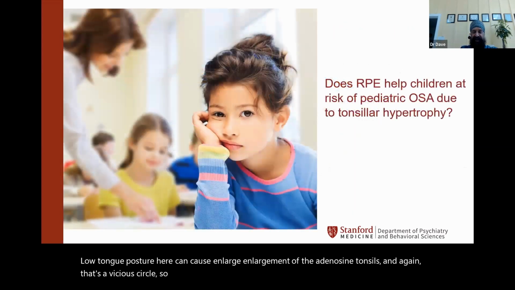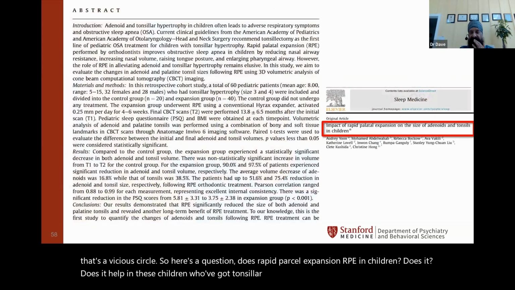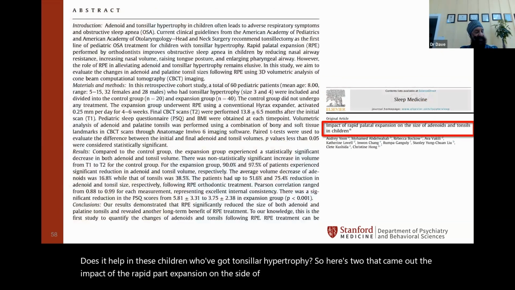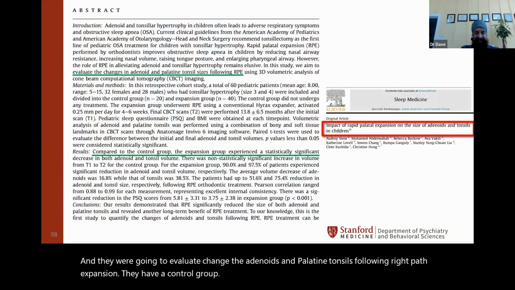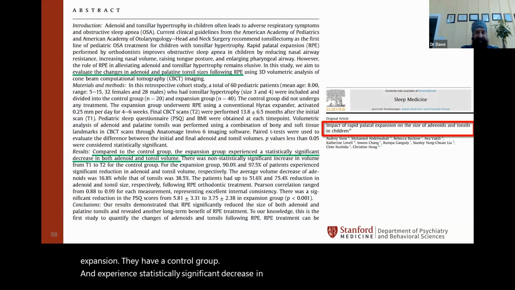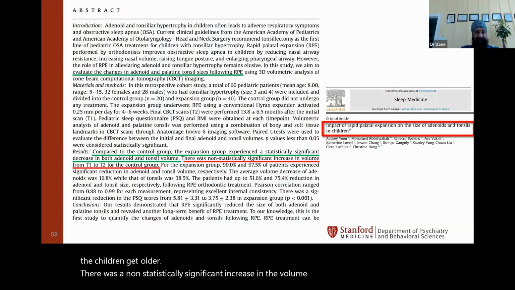So here's a question. Does rapid palatal expansion, RPE, in children help in these children who've got tonsillar hypertrophy? So here's a study that came out, the impact of rapid palatal expansion on the size of the adenoids and tonsils in children. And they were going to evaluate changing the adenoids and palatine tonsils following rapid palatal expansion. They have a control group and experienced a statistically significant decrease in both the adenoids and the tonsil volume as the children got older. There was a non-statistically significant increase in the volume from T1 to T2 for the control group. So I'm not sure what that means.